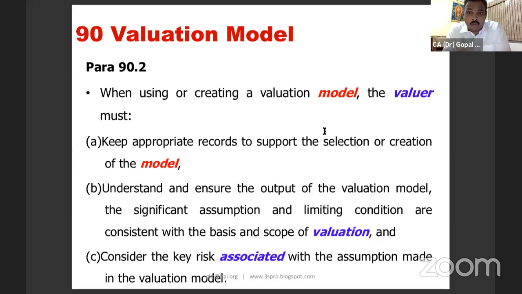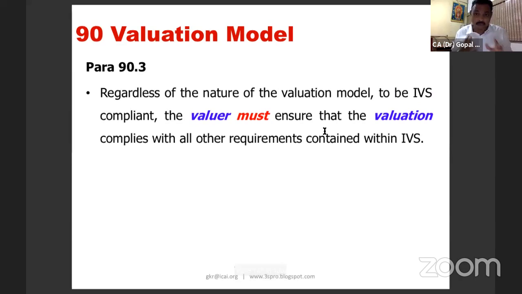Understand and ensure the output of the valuation model, the significant assumptions, and the limiting conditions are consistent with the basis and scope of valuation, and consider the key risks associated with the assumptions made in the valuation model. And 90.3, please look at this. Regardless of the nature of the valuation model, to be IVS compliant, the valuer must ensure that the valuation complies with all other requirements contained within this IVS.